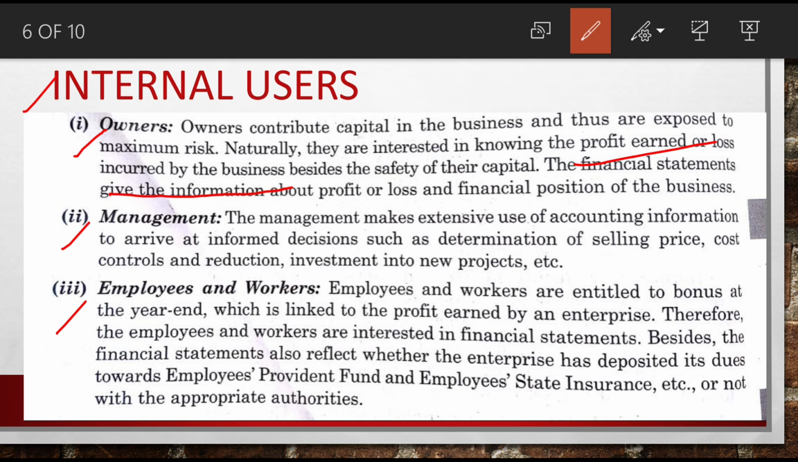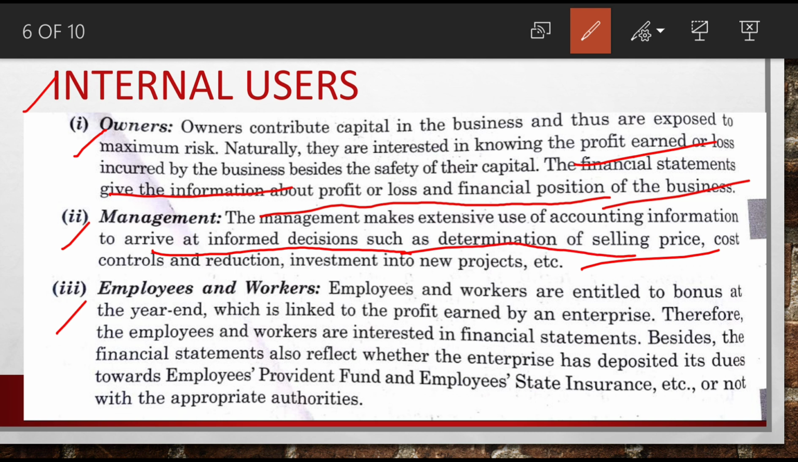Then the financial statement gives information about profit or loss and financial position of the business. Management makes extensive use of accounting information to arrive at informed decisions such as determination of a selling price. Now we are discussing the management. Management also requires this information.